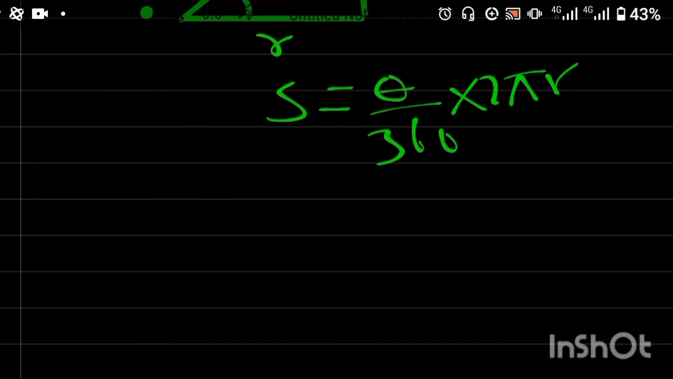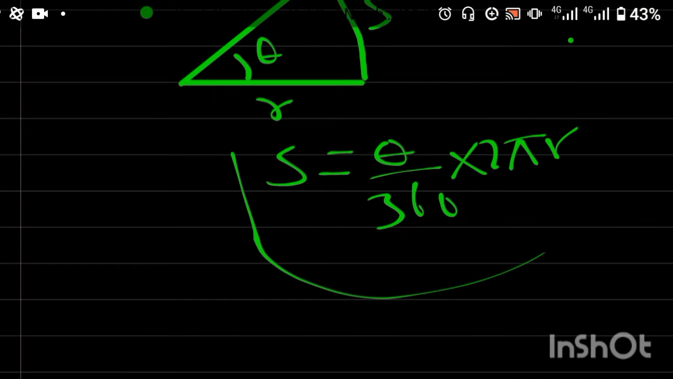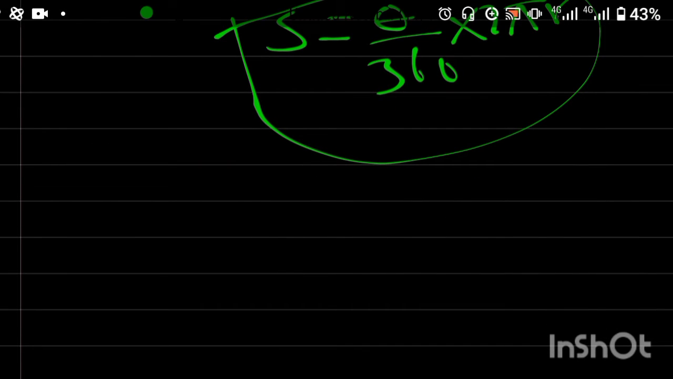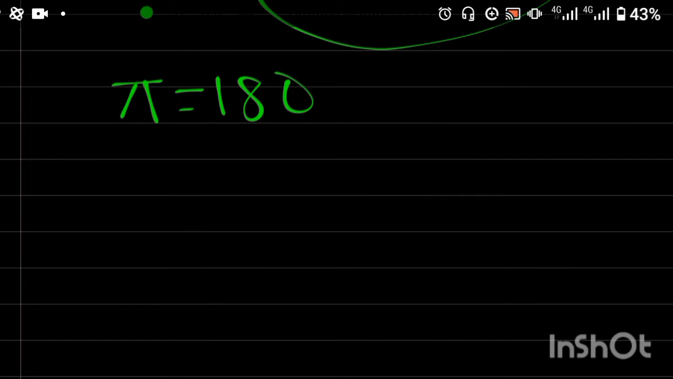But in this topic, we are dealing with the measurement of angle in radian, not in degree. This formula is correct when the angle theta is measured in degree. But if you are measuring theta in radian, then you have to change the formula. To measure in radian, we will take pi to be equal to 180. We will change 180 to pi. Then we have converted from degree to radian.